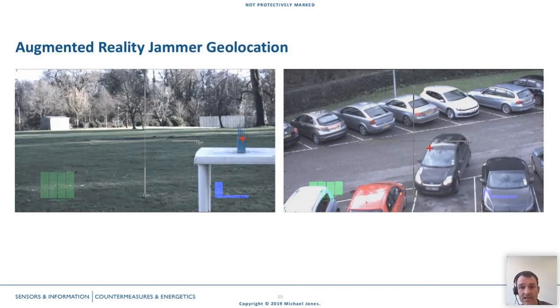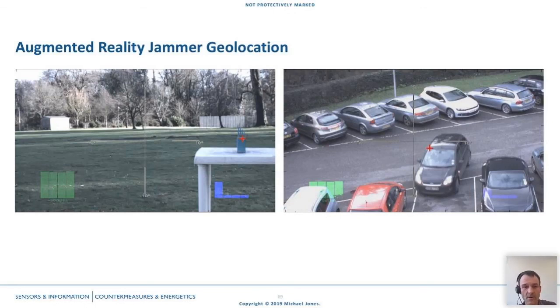And the same with the picture on the right hand side. In this case, there's a cigarette lighter jammer in that car. And as that car drives into the car park, it's geolocating and putting a crosshair on where that jammer is as it drives in. So geolocation can be combined with video cameras, and augmented reality gives us a really powerful way of immediately seeing where that jammer is in a potentially crowded environment.